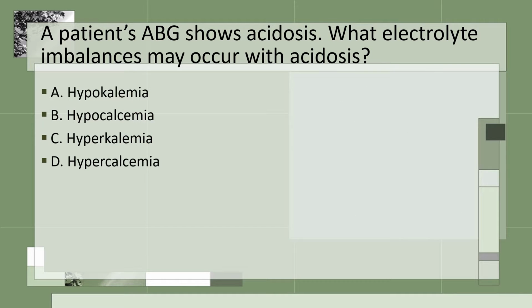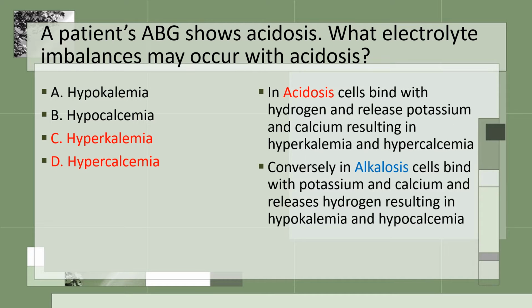This question is asking what electrolyte changes we are going to have with acidosis. In acidosis, we will have hyperkalemia and hypercalcemia. In alkalosis, you will have hypokalemia or hypercalcemia. You can remember this by someone is hyper when they're on the drug acid. So that's kind of how I remember it's hyperkalemia and hypercalcemia with acidosis.